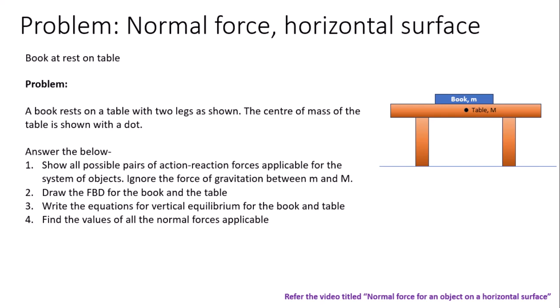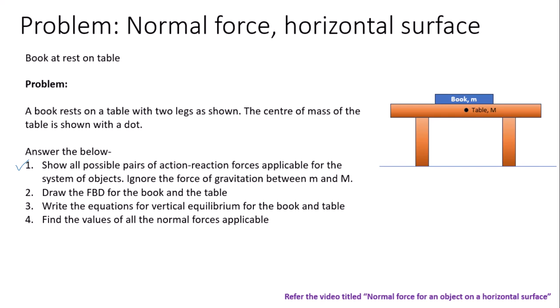First, show all possible pairs of action-reaction forces applicable for the system of objects. So we have three objects over here: the book, the table, and the earth or the ground. And we have to show the action-reaction forces. There are two different types of forces that will come into play: one is the force of gravitation between these objects, and the other is the normal force between these objects, as we will see in detail when we come to the solution. And we have been told to ignore the force of gravitation between the book and the table.